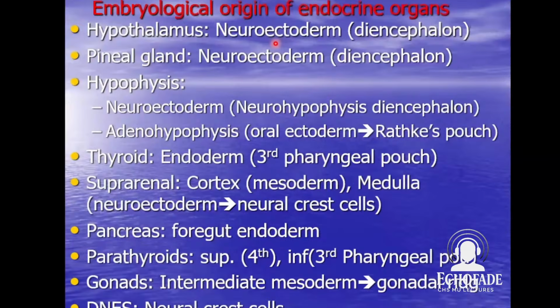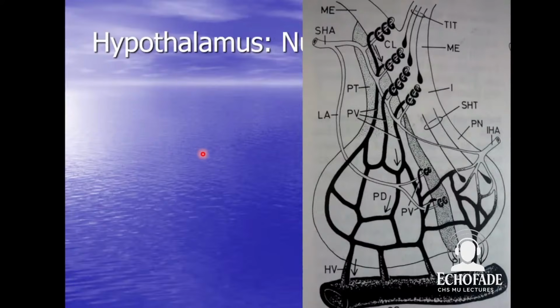The hypothalamus, like we have said, is a part of the brain below the thalamus, and the roof of the hypothalamus is formed by the third ventricle. So the hypothalamus actually is not the roof, but it surrounds the third ventricle. For the endocrine purpose, we will be looking at the hypothalamus again under the nervous system.